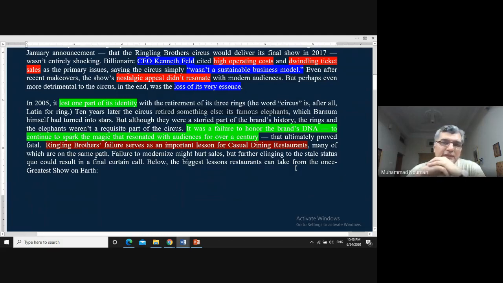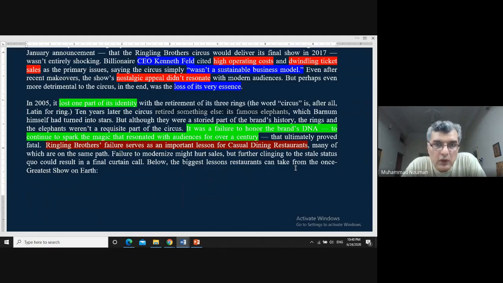Now, what it means is that for 146 years, the main reason that the company survived was that they had this ability to spark the magic, to woo the audiences, to surprise the audiences, to shock the audiences, to entertain the audiences, to bring genuine happiness and genuine excitement to their audience. And it was in that dimension that the company really failed. Just by retiring elephants, or getting rid of the concept of three rings, it doesn't mean that you cannot entertain your audience. It's just losing that magic touch.